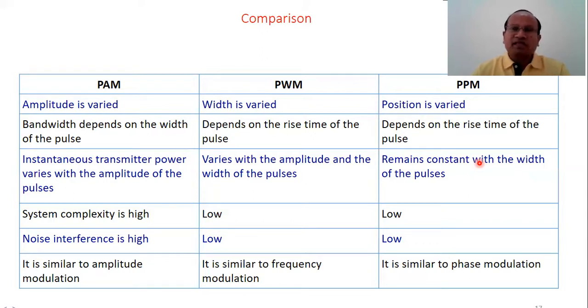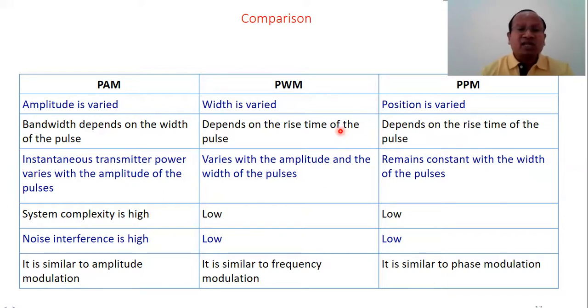Pulse amplitude modulation is a scheme where the amplitude of the pulse will vary. Then comes pulse time modulation, which is further divided into pulse width and pulse position. In pulse width, the width of the pulse will change. In pulse position, the position will change. So if you compare, in PAM, amplitude changes. In PWM, width changes. In PPM, position varies. Bandwidth depends on the width of the pulse in pulse amplitude modulation. It depends on the rise time of the pulse in pulse width. And in PPM, it depends on rise time, because both are types of pulse time modulation.